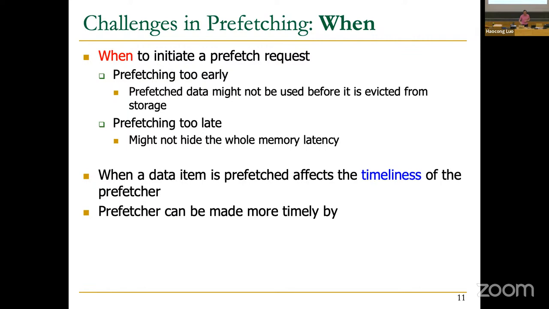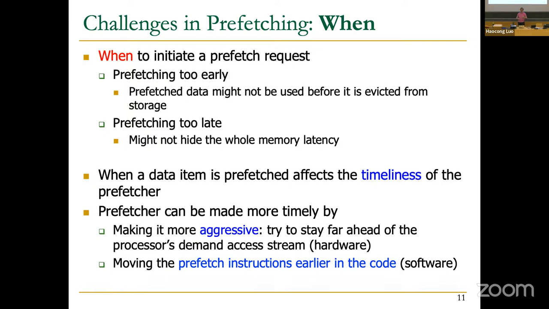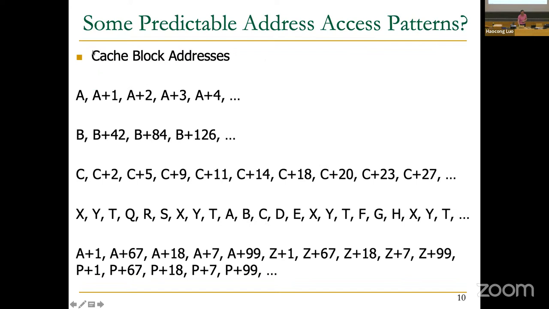Prefetching can be made more timely by making it more aggressive. More aggressive means you try to stay far ahead of the processor's demand access stream in hardware, or you move the prefetch instructions earlier in the code, if you're doing it in software. So let's take a look at this example. How do you make a prefetcher like this more timely?